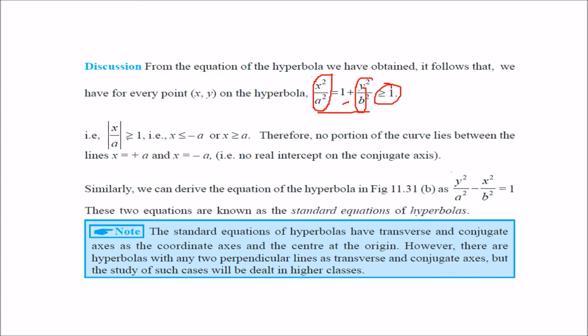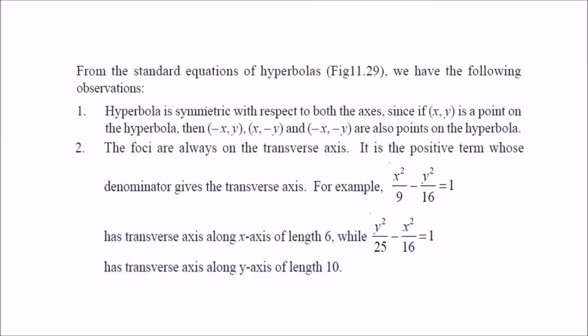So x by a is always greater than or equal to 1. That means x would always be less than or equal to minus a, or greater than or equal to a. In the opposite case, for the ellipse, x was in between minus a and a. But in a hyperbola, x would be outside minus a, including minus a, and outside a. There will be nothing in between. Right? So these are the standard equations of the hyperbolas.